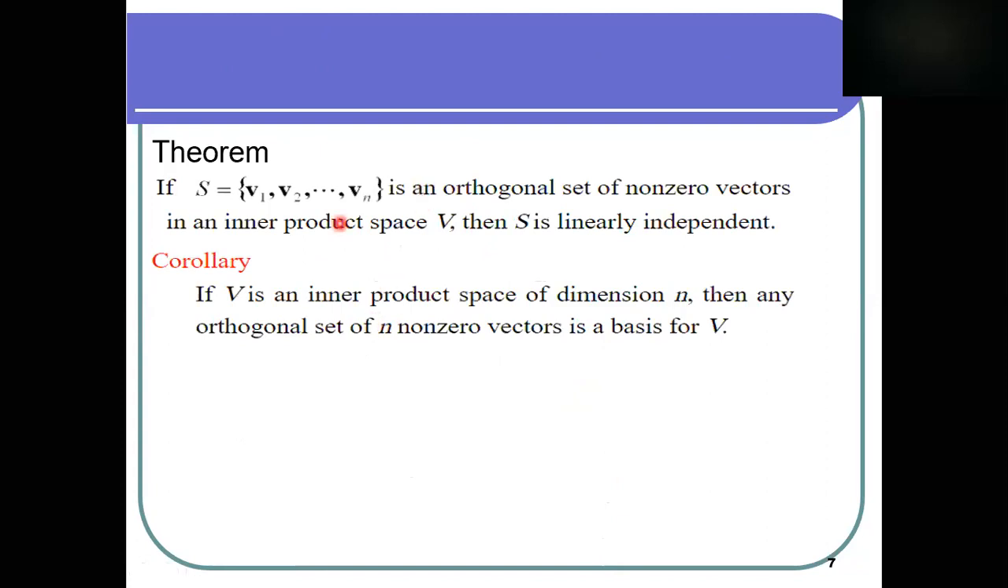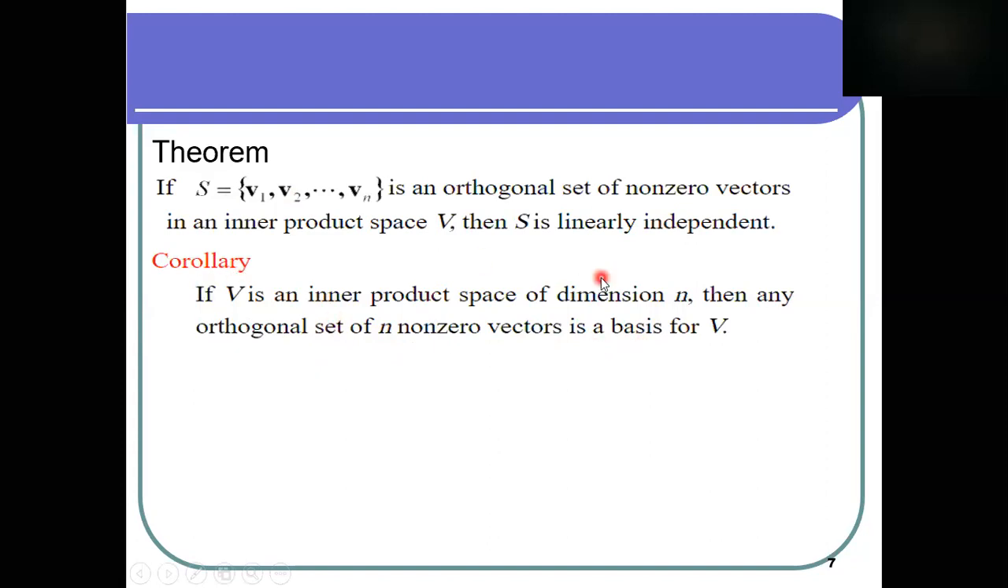Dear student, this is one of the very fundamental results. If S is an orthogonal set of non-zero vectors in an inner product space, then S is always linearly independent. Basically, orthogonality ensures linear independence. If V is a vector space of dimension n, then any orthogonal set of n non-zero vectors is a basis for V.